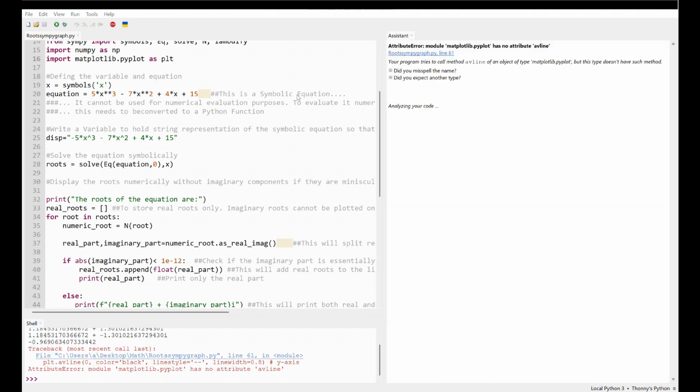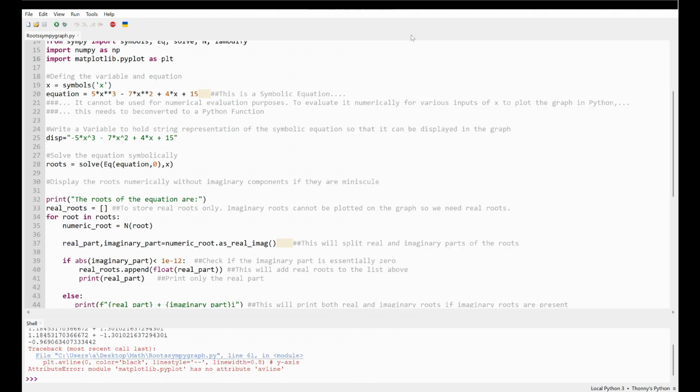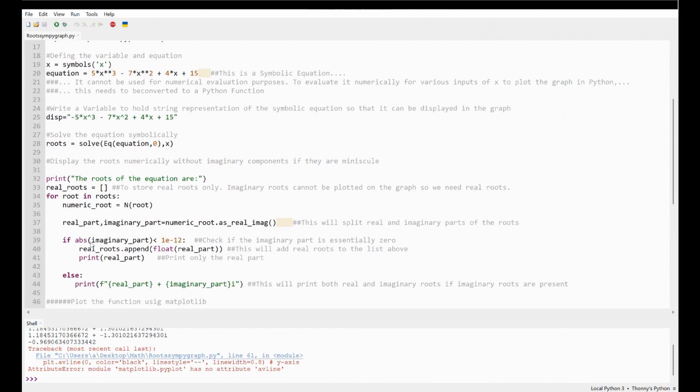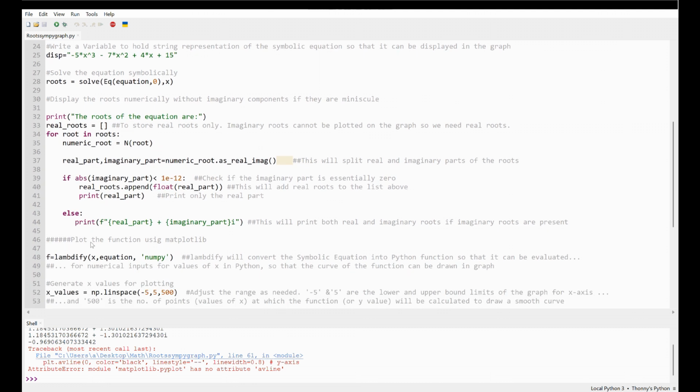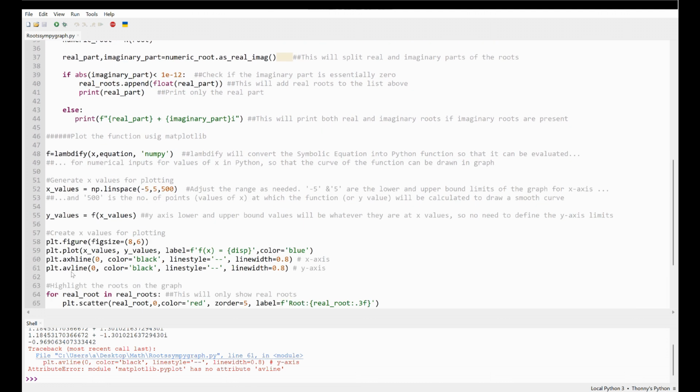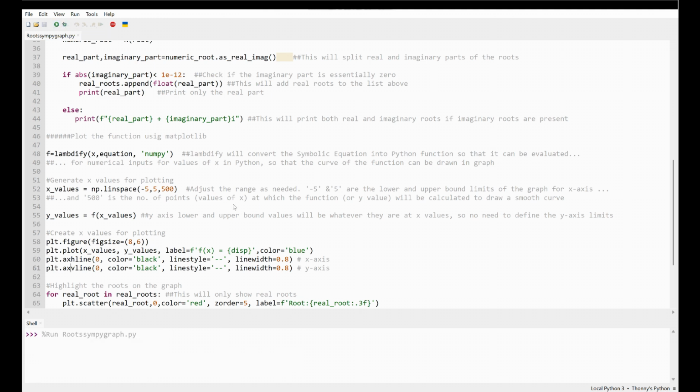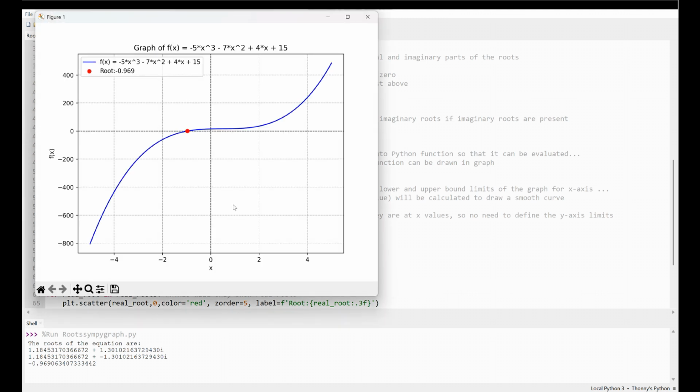Okay, 3 roots found. That's good. Okay, so matplotlib has no attribute axv. It should be axvline here, so I must have missed the L. Okay, yeah, axvline. Let's run it again. Hopefully it works. There you go.